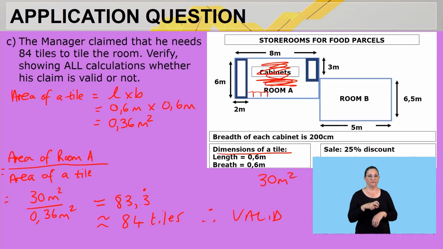Guys, how did we find it? I first calculated the area of a tile. I knew all along that the area of the room to be tiled is 30 square meters. Thereafter, I divided the area of the room to be tiled by the area of a tile. I ended with 83.3, and I rounded that upwards because this 0.3 forms part of the next tile. Therefore, I ended with an answer of 84 tiles, making the claim by the manager true.